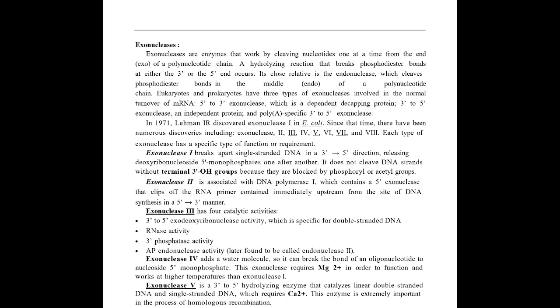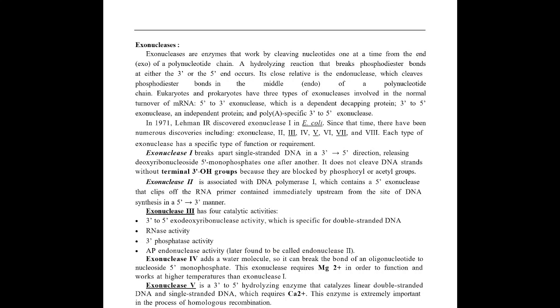So that is why they are called exo. And its close relative is the endonuclease, which cleaves the diester bonds in the middle of a polynucleotide chain where it identifies the palindromic sequence. Now we know that these restriction enzymes identify palindromic sequences. So once there is a palindromic sequence, it goes and cuts there specifically. So they are very specific in nature.